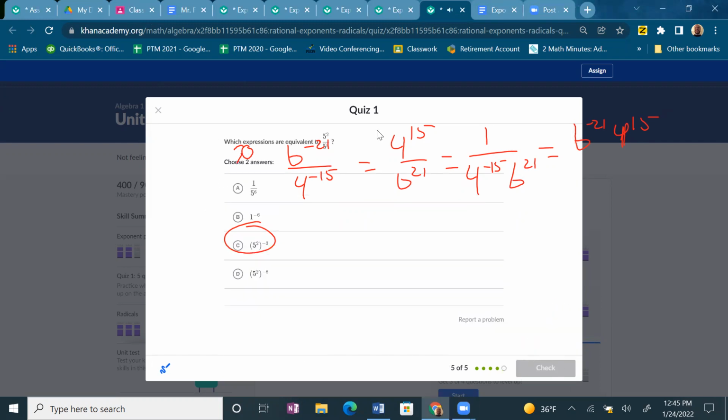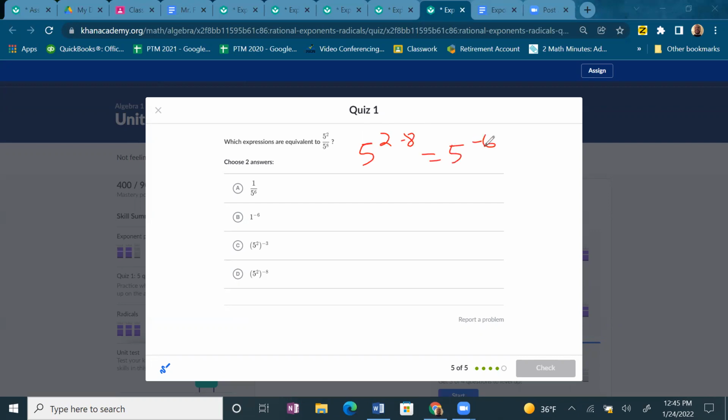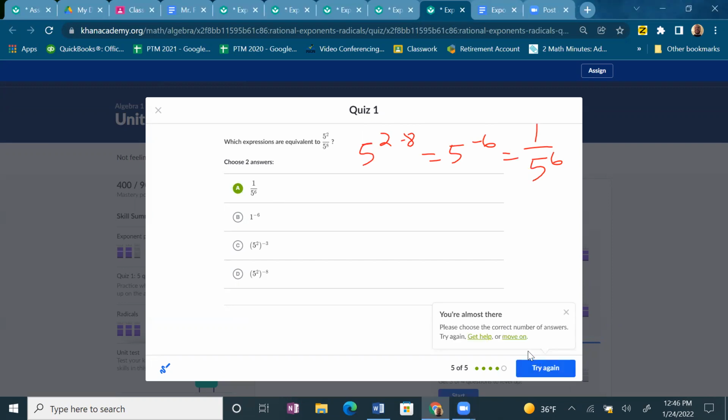Last question. Okay, so this time the bases are both 5. And so we can subtract those exponents. 5 to the 2 minus 8 is negative 6, which is the same as 1 over 5 to the positive 6. And that is that choice. And oh no, there's 2 answers. You guys didn't tell me that. Well, 1 over 5 to the positive 6 is the same as 5 to the negative 6, and that is right here. 2 times negative 3 would be negative 6.